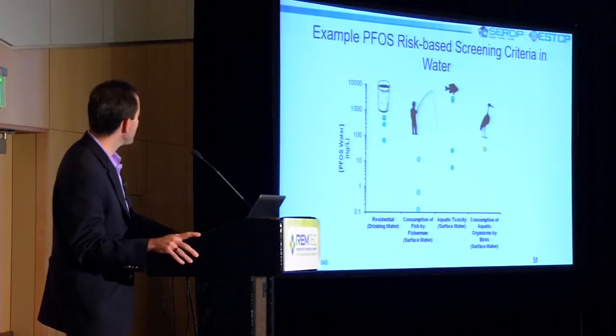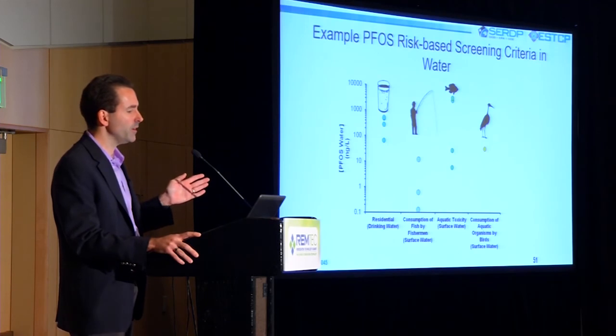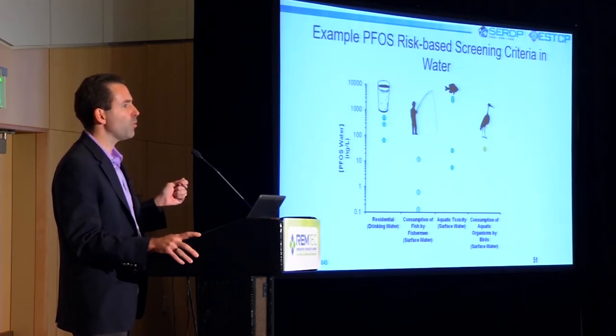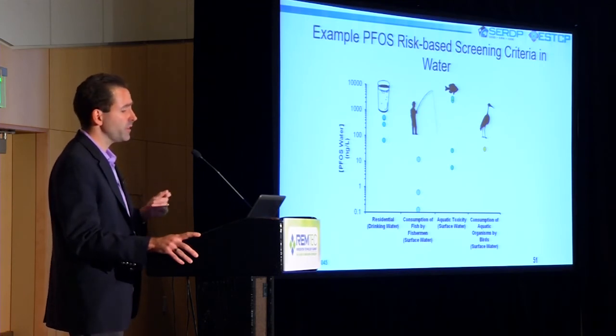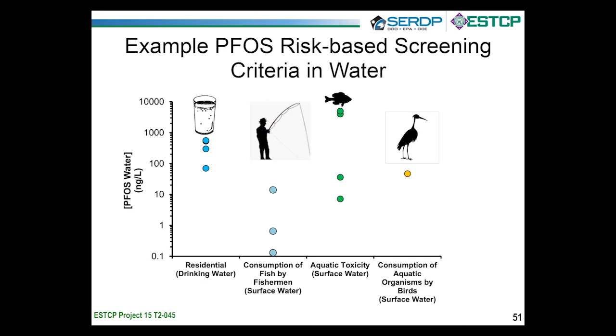And what I've done here is separated 4 different scenarios from the left to the right, looking at what concentrations in water would trigger potential concerns for residential drinking water exposures on the left. The second would be concentrations in surface water bodies that might trigger concerns if you have fish consumption, if you have fishermen eating fish from surface water bodies. The third column is some screening levels for direct toxicity to fish and aquatic life. And then the one on the right is a scenario for a fish-eating bird that might be eating fish from a contaminated or impacted surface water body.